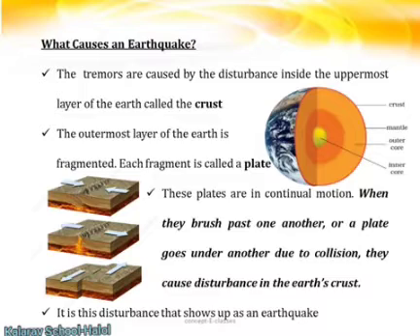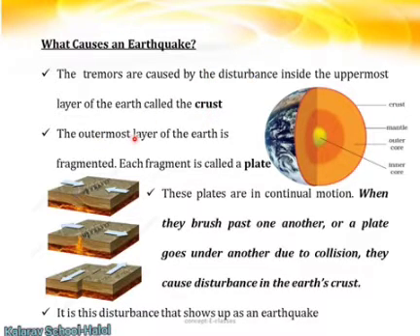Now what causes an earthquake? The disturbance inside the earth causes earthquake. Now the earth consists of three layers: the outermost layer, which is the crust, the mantle, and the core. The core is again classified into inner core and outer core. Now the tremors, or the movement or the shaking, are caused by the disturbance inside the uppermost layer of the earth called the crust. The tremors are caused by the disturbance deep inside the crust.